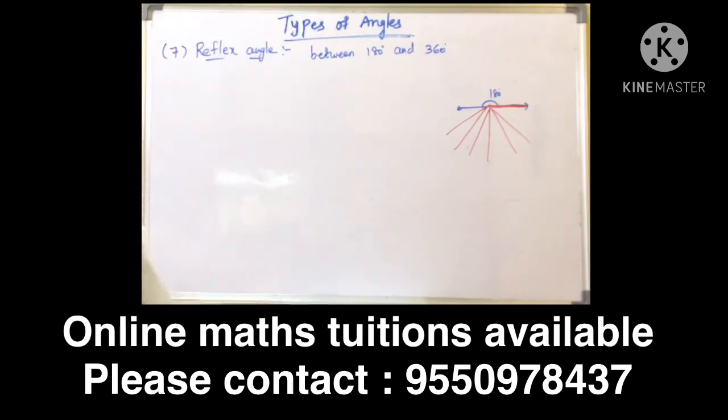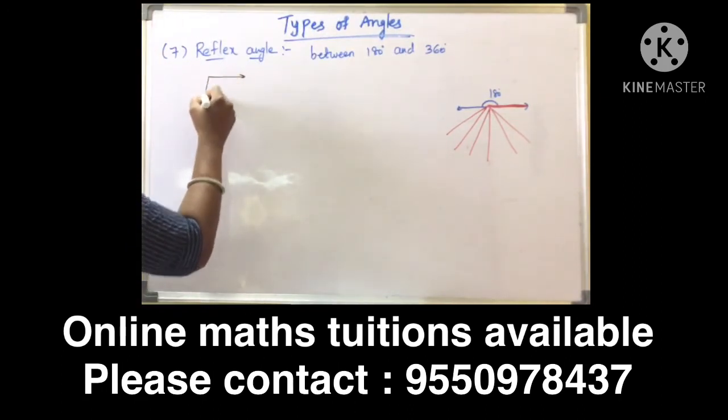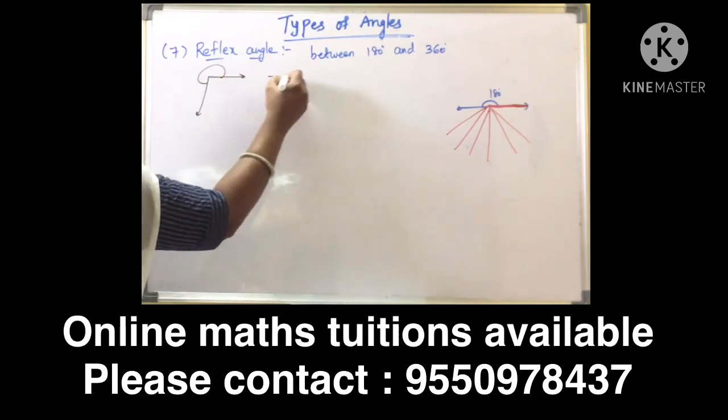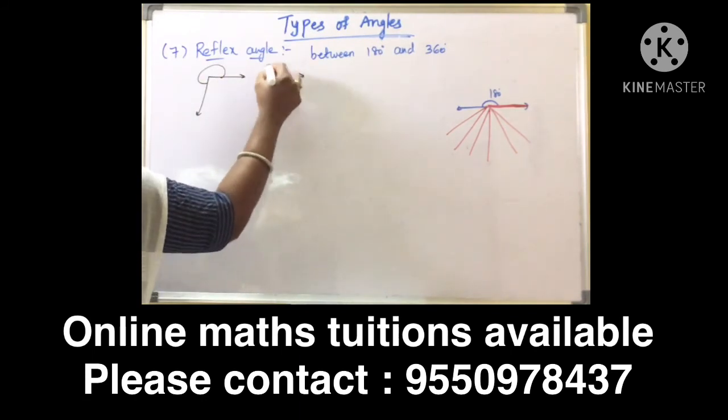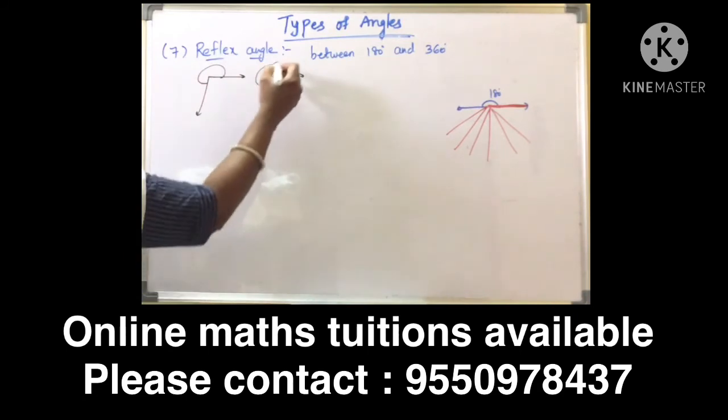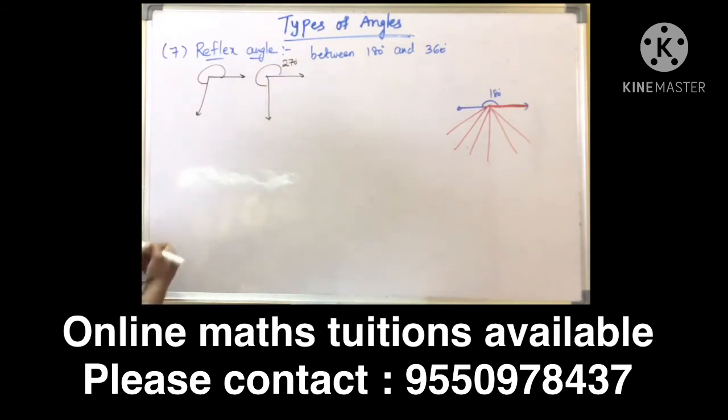Okay children, so it is above 180. So what will be the shape now, reflex angles? Yes, these are the shapes for reflex angles. It is 270, 180 plus 90, 270, like that. So a reflex angle is nothing but an angle whose measure is between 180 and 360.